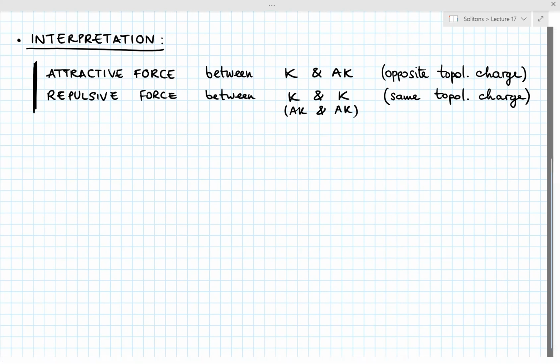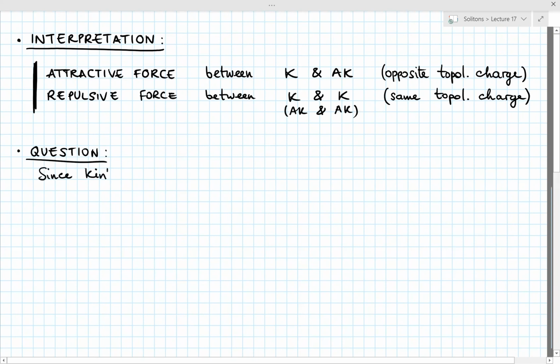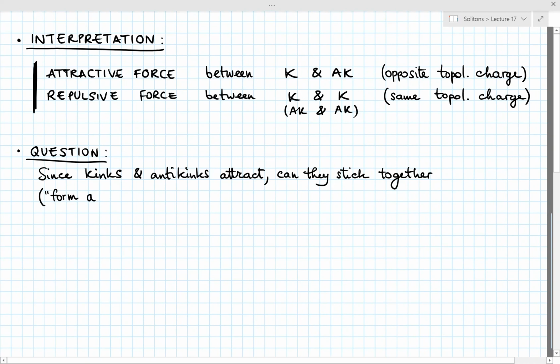Okay, this is very interesting. Objects of like topological charge repel each other, and objects of opposite topological charge attract each other. So this leads to a natural question, which is the following. Since kinks and anti-kinks attract, can they stick together, or in the parlance of physics, can they form a bound state?